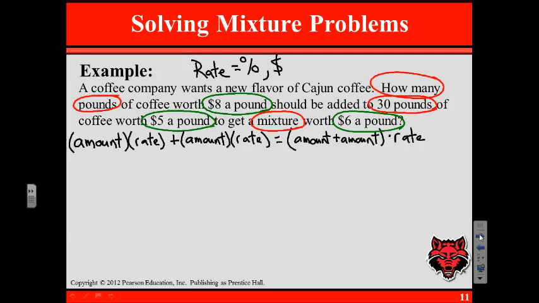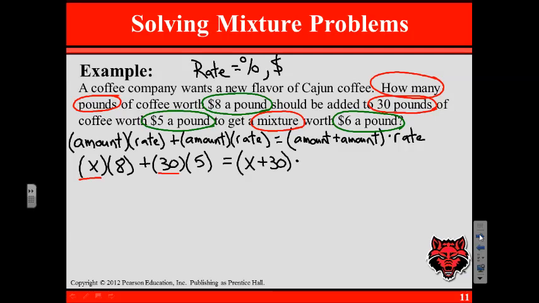So the first amount is how many pounds. It's going to be an X. So X times the rate circled in green is $8 a pound, or 8, plus the second amount is 30 pounds, 30, times $5 a pound, so times 5, equals, the next word circled in red was mixture. We take the first amount, X, the second amount, 30, and we add those two numbers together. So X plus 30, that's my third amount, times its rate, which was $6 a pound. We now have an equation that just needs to be solved.